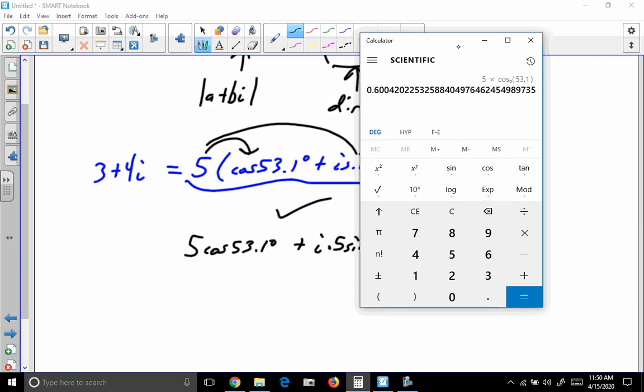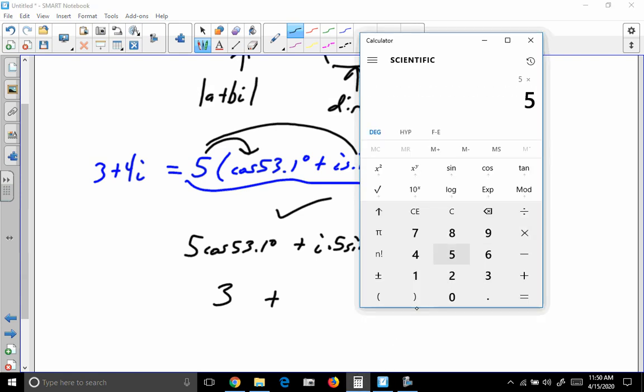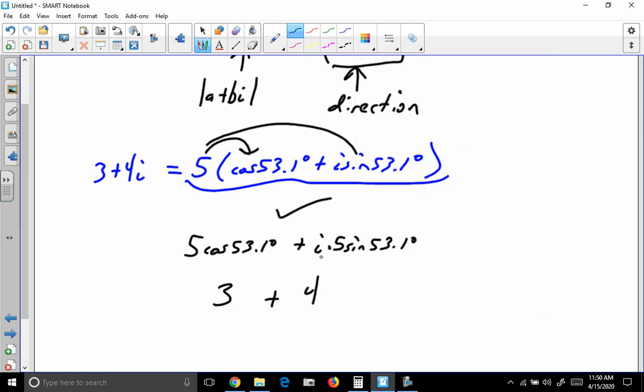cosine of 53.1, we get 3.002, which is not exactly 3, but keep in mind this angle was not exactly 53.1. That was rounded a little bit. But for all intents and purposes, that is 3. When we do 5 times sine of 53.1, for all intents and purposes, we get 4, and that's the coefficient of i. So yes, that works.